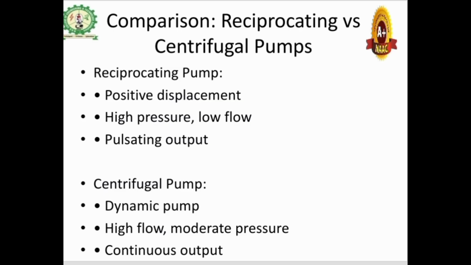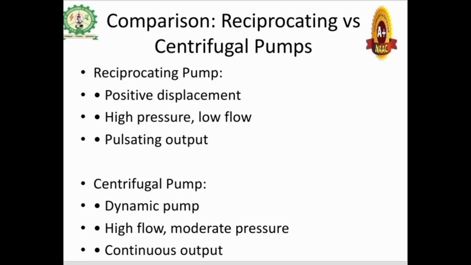And when we compare the reciprocating pump and the centrifugal pump, in a reciprocating pump the displacement is positive. So surely there will be displacement, and considering the pressure, it is high pressure but the flow is low, and the output is pulsating. Whereas the centrifugal pump is a rotodynamic pump, the flow is high and the pressure is moderate, and you will get a continuous output in the case of the centrifugal pump.